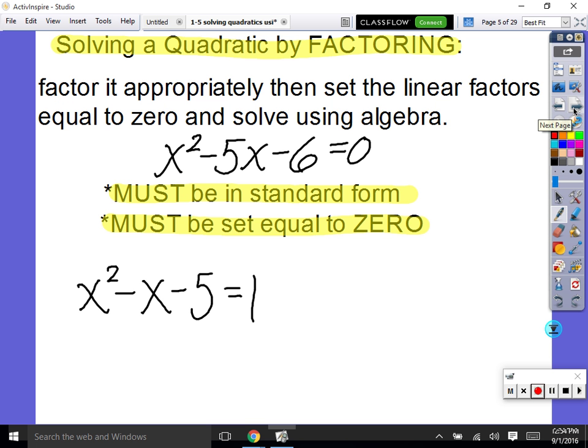So let's first learn how to solve a quadratic by factoring. We all know how to factor a quadratic now, correct? Yes, so the whole point of learning how to factor a quadratic is so that we can possibly solve the quadratic.